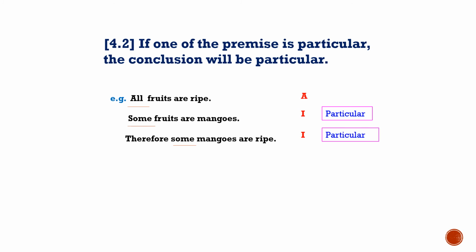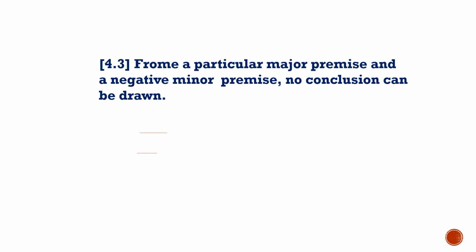Now we come to the third corollary, that is 4.3. From a particular major premise and a negative minor premise, no conclusion can be drawn. Let us take an example. Some persons are ethical. No ethical beings are terrorists. Therefore, no conclusion can be drawn.